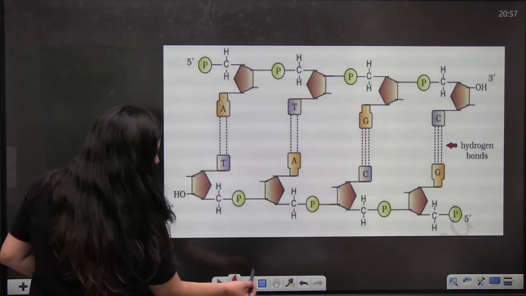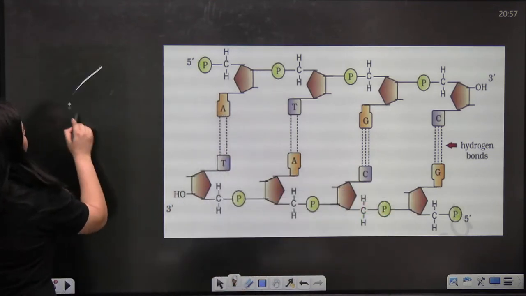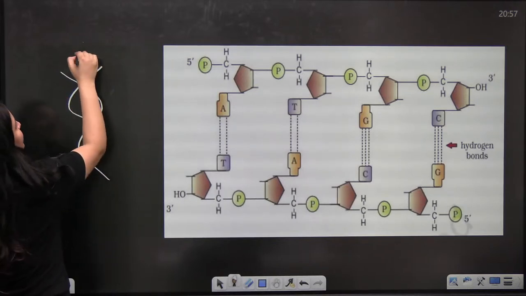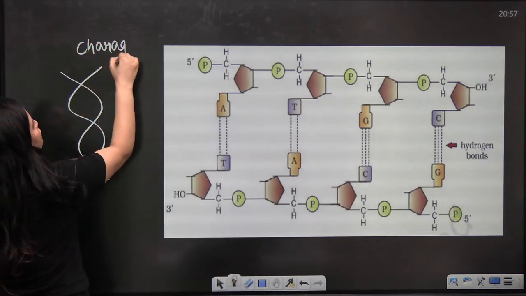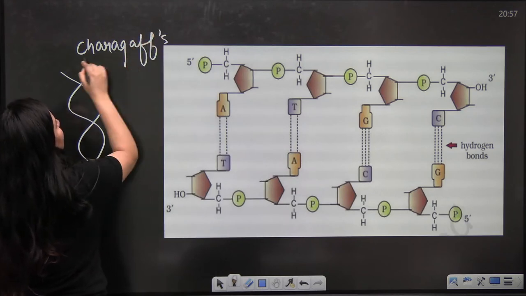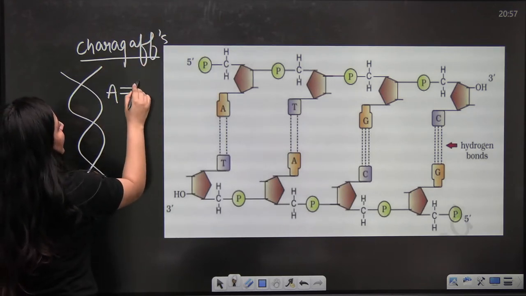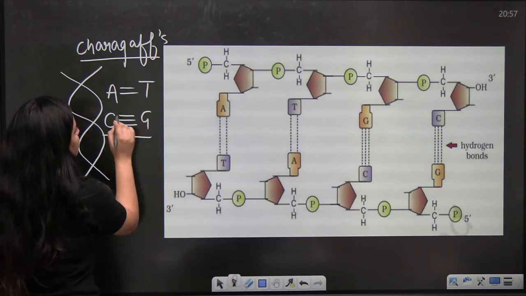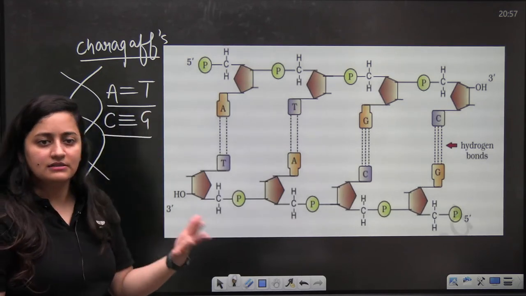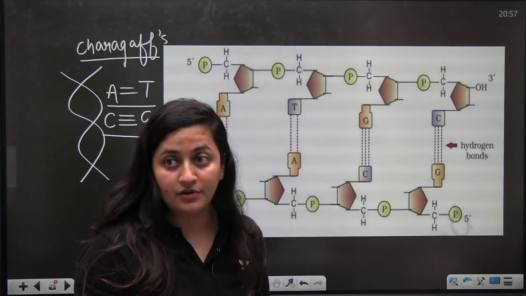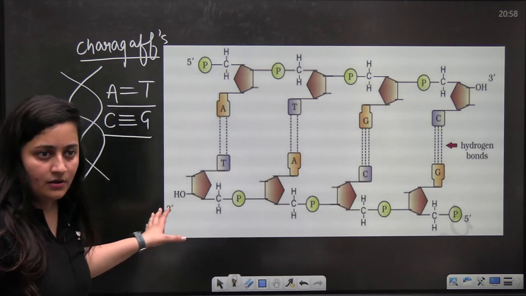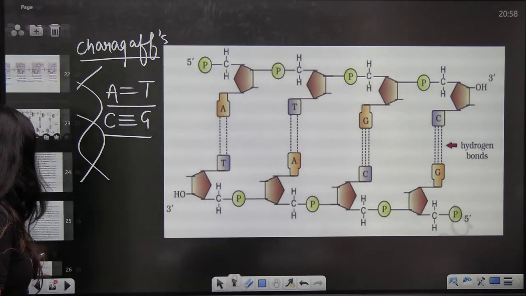Just have a look. So we know that our DNA is double helical. So here we follow Chargaff's rule, which used to say that adenine is going to form 2 hydrogen bonds with thymine, and cytosine is going to form 3 hydrogen bonds with guanine. That we will discuss in another lecture, because after 4 to 5 minutes even HSP sir is going to take the class. So today we will revise that much only.